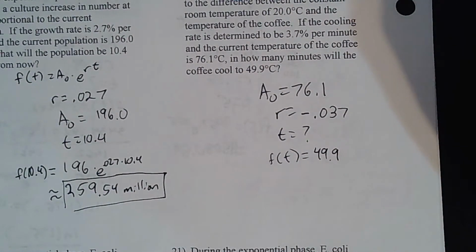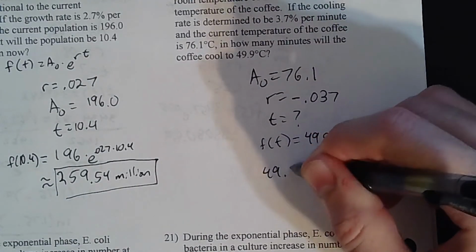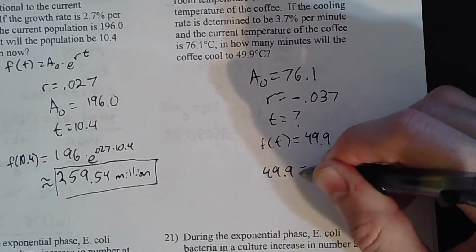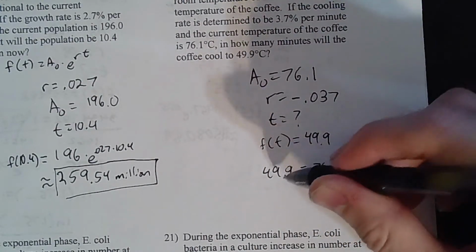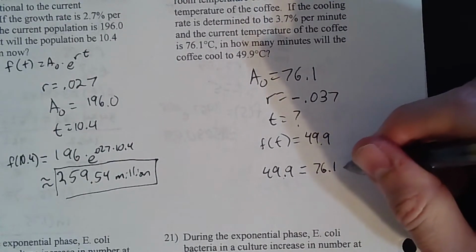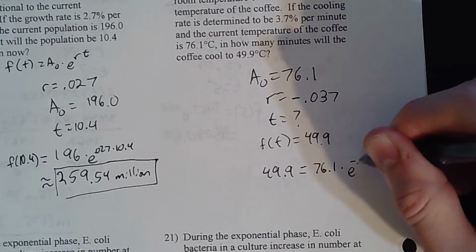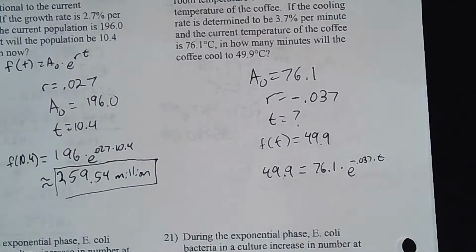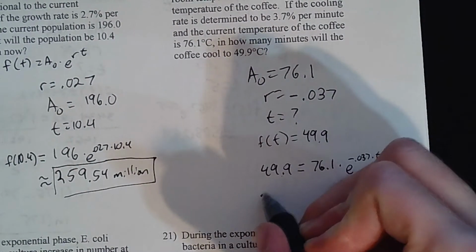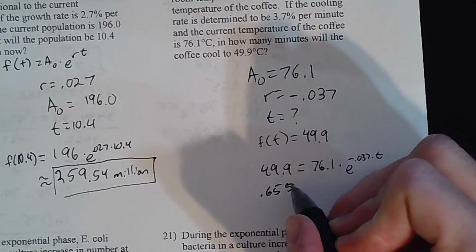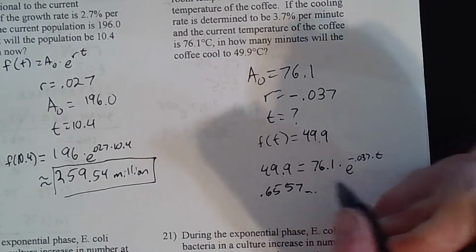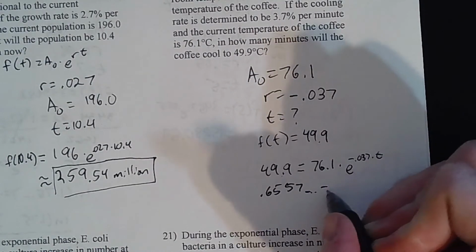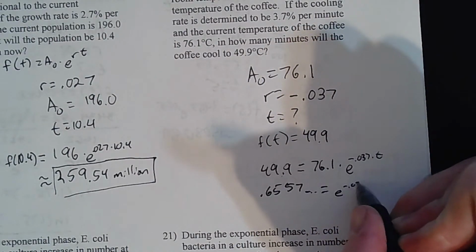Just got to set up the equation like we've been doing. So 49.9 equals 76.1. That's our original value, multiplied by e to the negative 0.037 multiplied by t that we don't know. Divide both sides, 49.9 divided by 76.1. And that's going to be about 0.6557. You can store that in the calculator again. Equals e to the negative 0.037t.